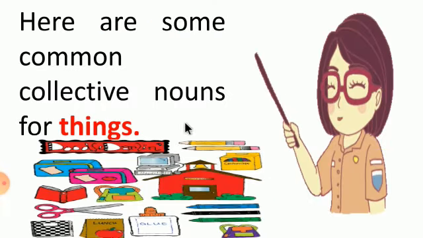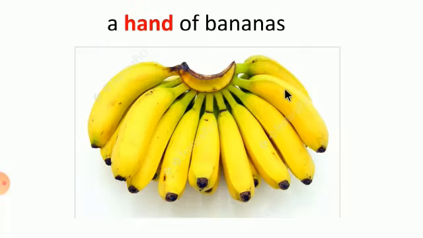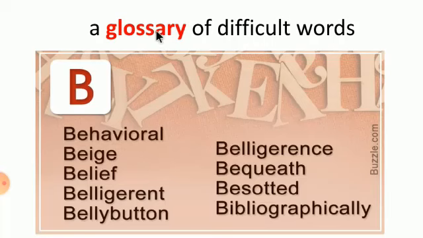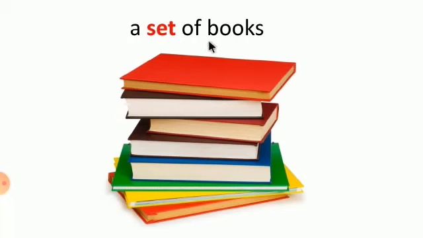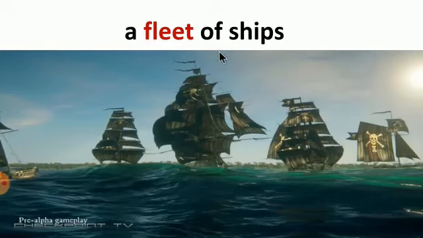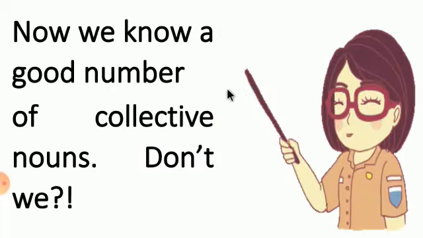Here are some common collective nouns for things. A chain of mountains. A hand of bananas. A basket of fruits. A glossary of difficult words. A set of books. A galaxy of stars. A fleet of ships. A bunch of flowers. Now we know a good number of collective nouns, don't we?